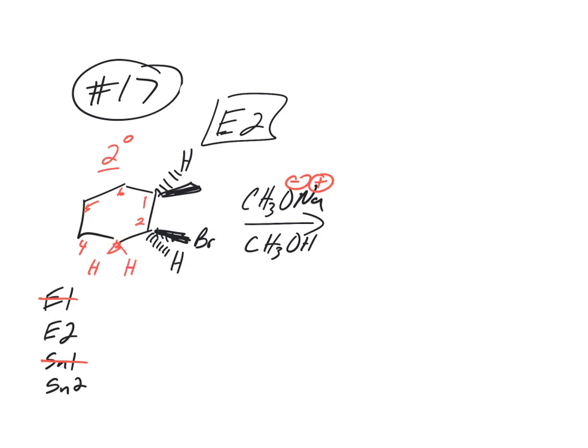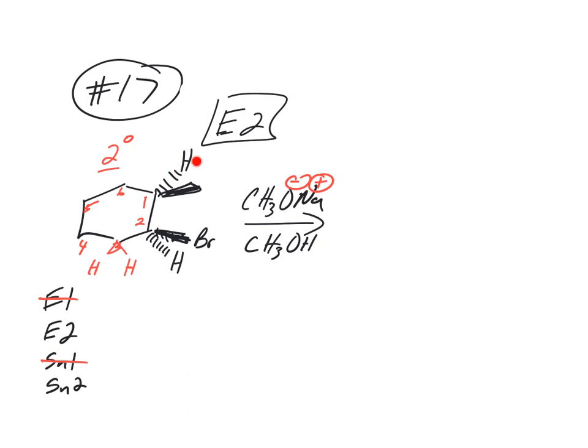And which one are we going to take? 1 or 3? Got to be careful. We got to make sure. We want to make the Zaitsev product, but we got to make sure that they're anti-periplanar to each other. They have to be on opposite sides. I still like this one. This is still the best one to take. Why? Well, it leads to the most substituted alkene, the Zaitsev product.